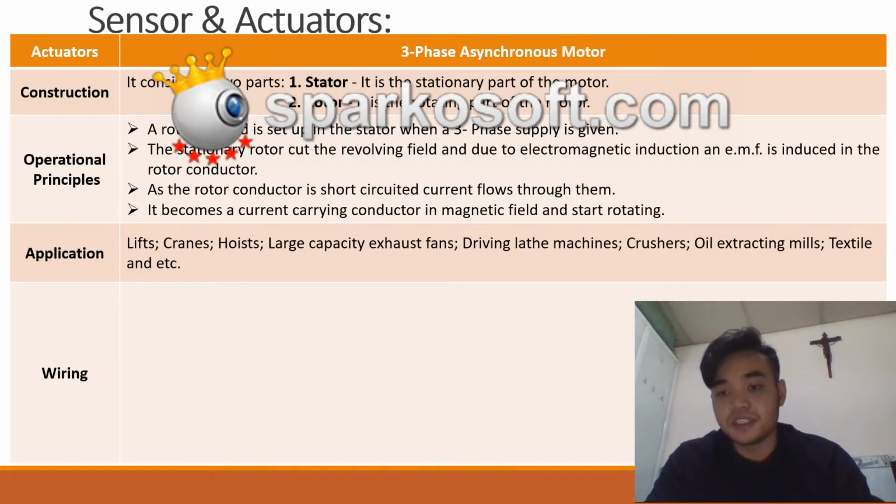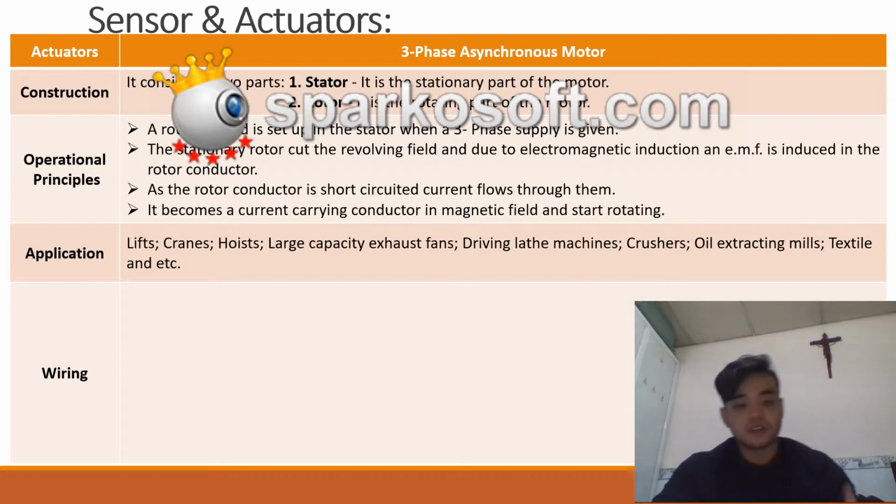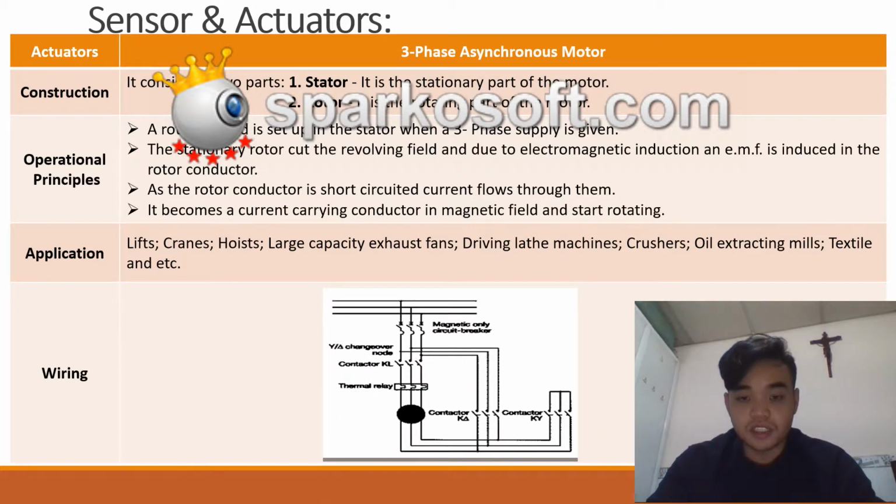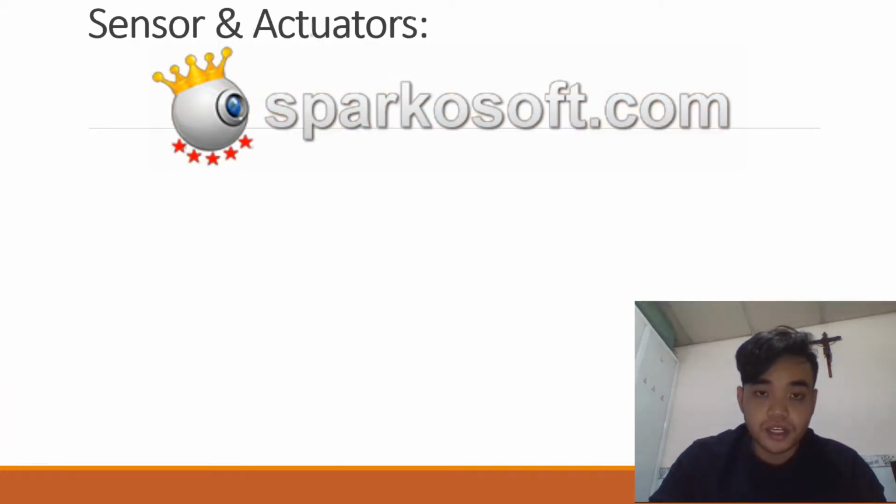The applications of this are driving lathe machines, crushers, oil extracting mills, and textile machines. For the wiring, we have two types: contactor with star-delta, and contactor with KY.